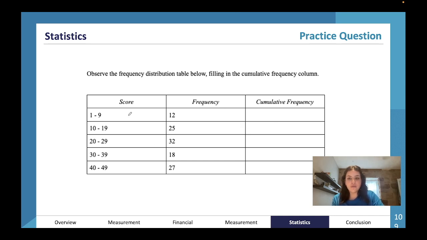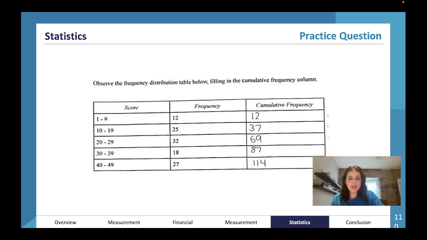Score, 12 frequency for 1 to 9, so we're just going to write 12. Now there's 25 for this column, so we're going to add 25 and 12 together. 25 and 12 gives us 37. We're now going to add 32 to put us to the next column, which is 69. We're now going to add 18 to put us up to the next column, which is 87. And then a further 27 to give us 114. And we can see our answer there is correct.